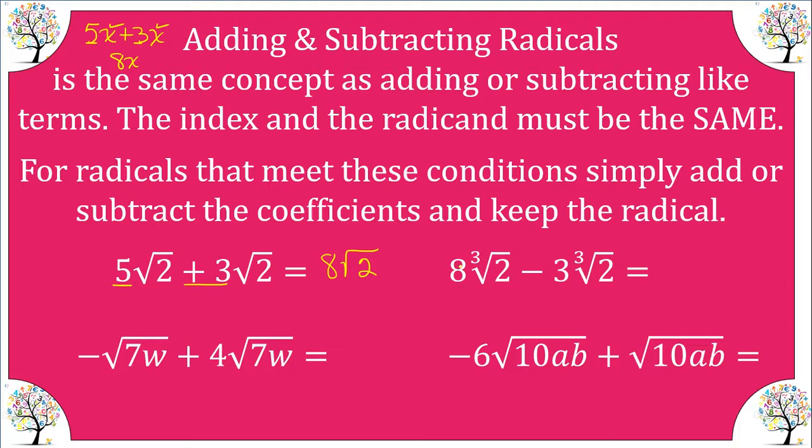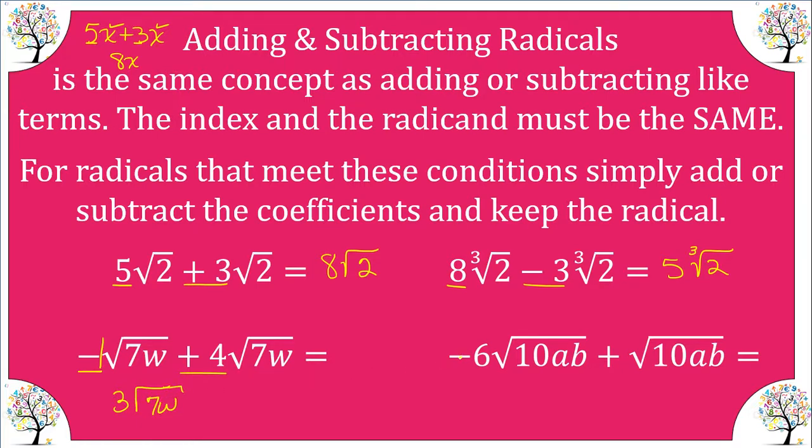Now let's take a look at 2 cube roots being combined. We have the same radicand. We have 3 as an index, so we simply combine 8 minus 3 to get 5 times the cube root of 2. Our third example, the coefficient out front is understood -1, so I'm going to write that in. We have 7w, and 7w is the radicand, so we're going to combine -1 plus 4. That gives us 3 times the square root of 7w.